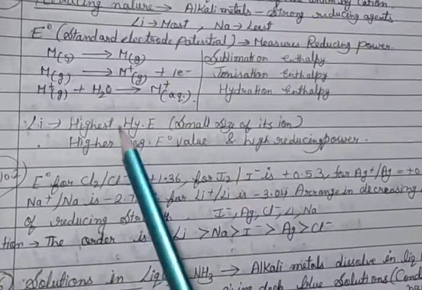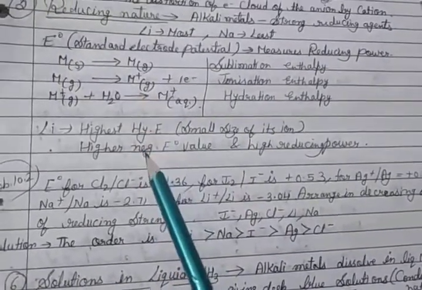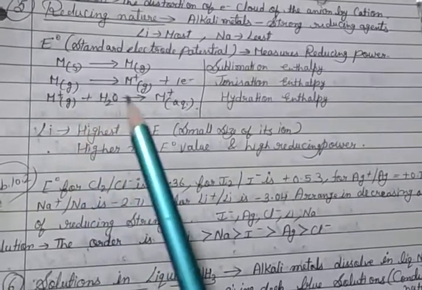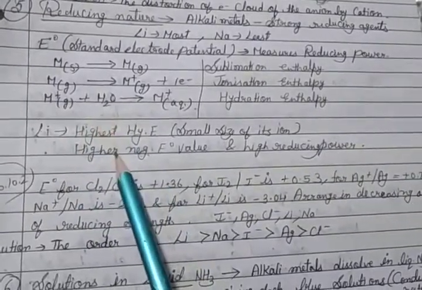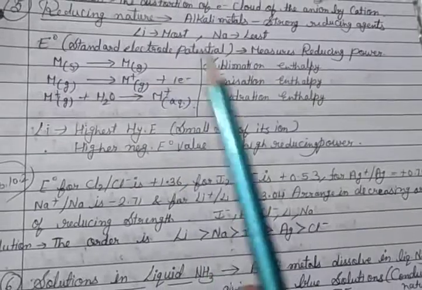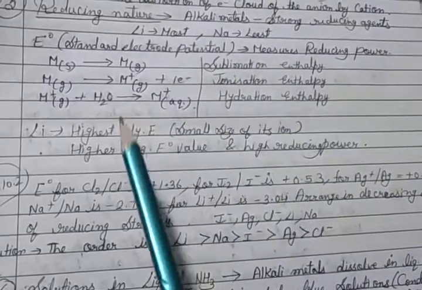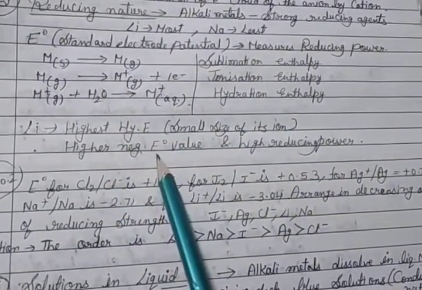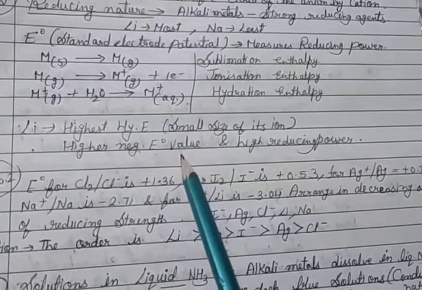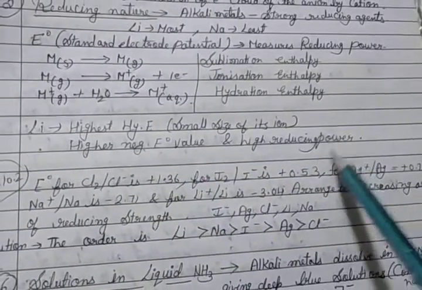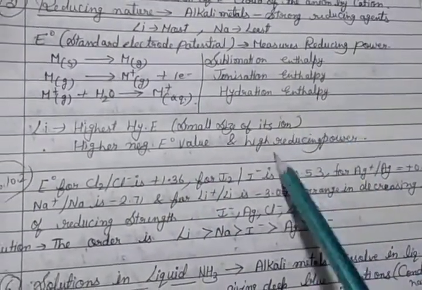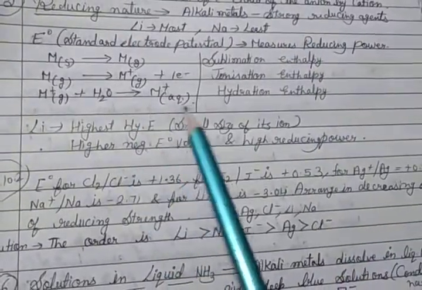But first learn the concept. Lithium has a smaller size but the highest hydration enthalpy due to the small size, then a higher negative electrode potential value, and when the negative electrode potential value is high, that means the reducing power is also high. So you learn this concept.